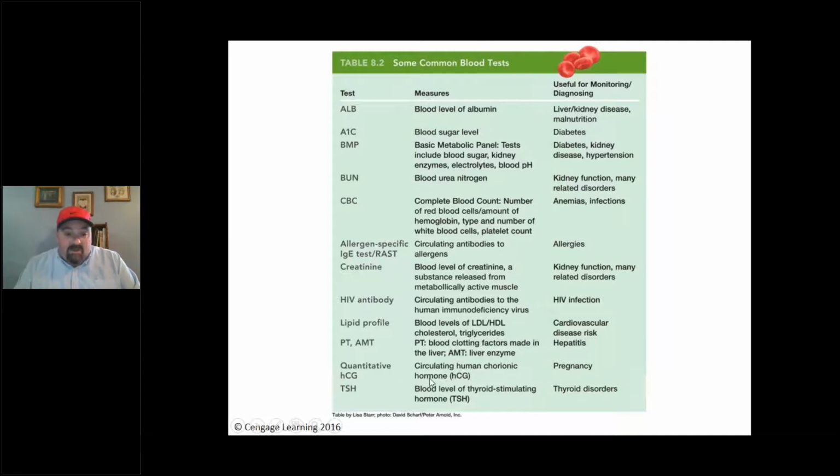How about this also, human chorionic gonadotropin hormone? This is what a pregnancy test does, when you do a urine sample on the stick, so to speak, it'll see very trace levels of this hCG present if there's a pregnancy. So quite interesting.